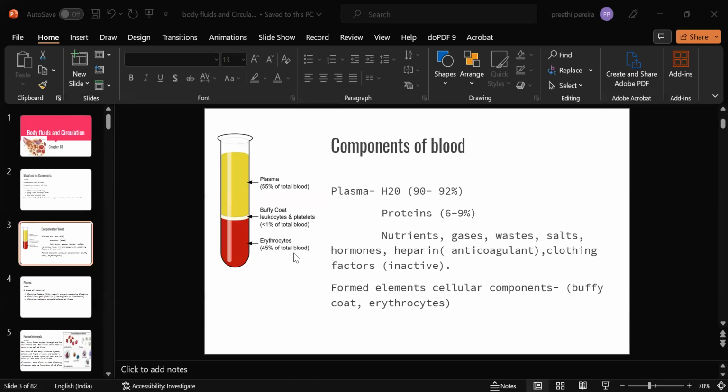Okay, so now when we see plasma, water is in the plasma, 90 to 92% is water. Okay, 90 to 92% is water in plasma. Proteins, we have plasma proteins, which is about 6 to 9%. Okay. And in the plasma, what do you find? You find nutrients, you find gases, you find waste, salts, hormones, heparin.